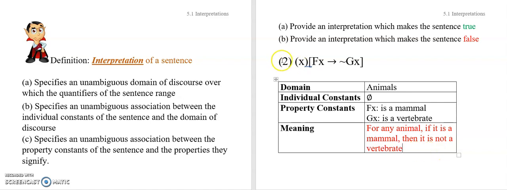All right, let's keep clipping along here. So let's go ahead and try now the categorical I sentence, which looks like this. Provide me with an interpretation that makes it true and an interpretation which makes it false. Pause now.